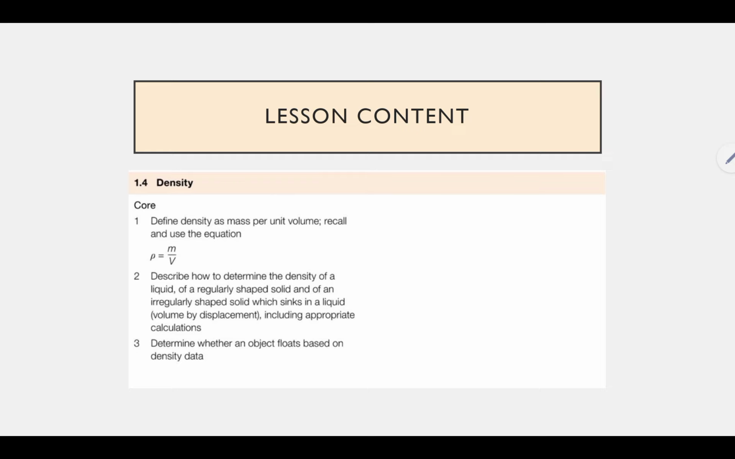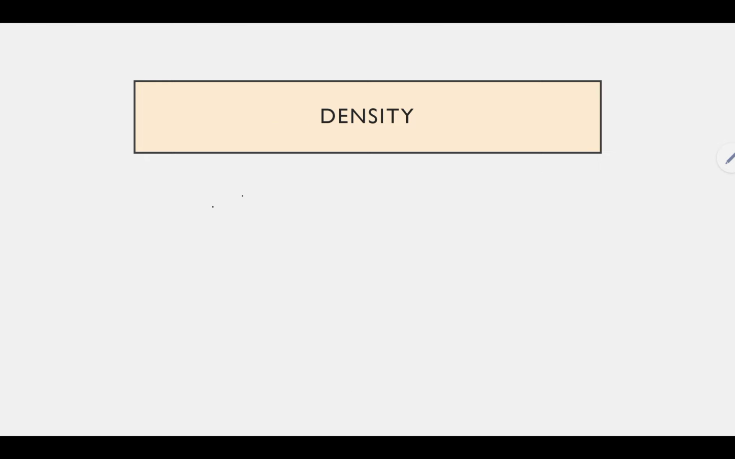We need to know how to determine the density of a liquid, of a regularly shaped solid, and of an irregularly shaped solid which sinks in a liquid. We also need to know whether an object will float or sink based on its density. Let's start.